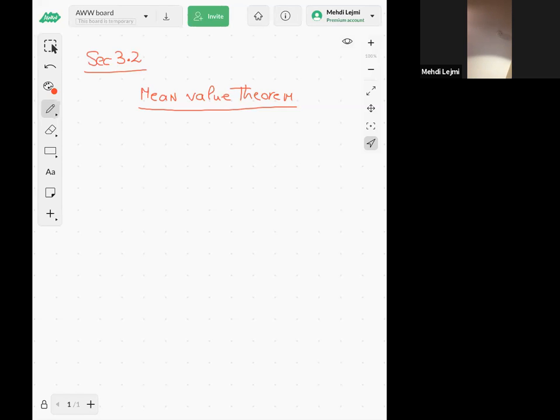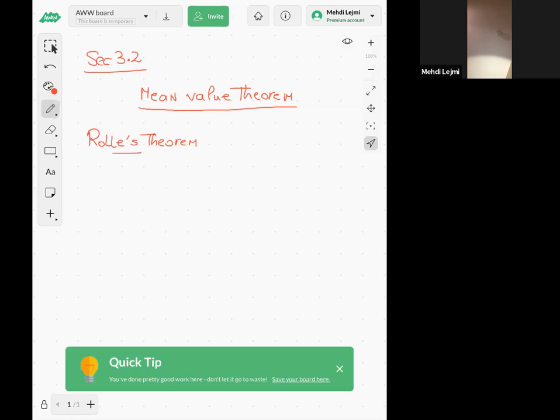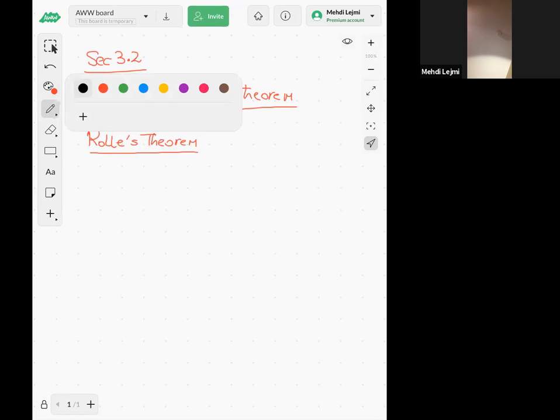Perfect. All right, so yeah, the mean value theorem. Let me first remind you of Rolle's theorem. We discussed Rolle's theorem last time, and I think we had a couple of examples. So what does Rolle's theorem say?